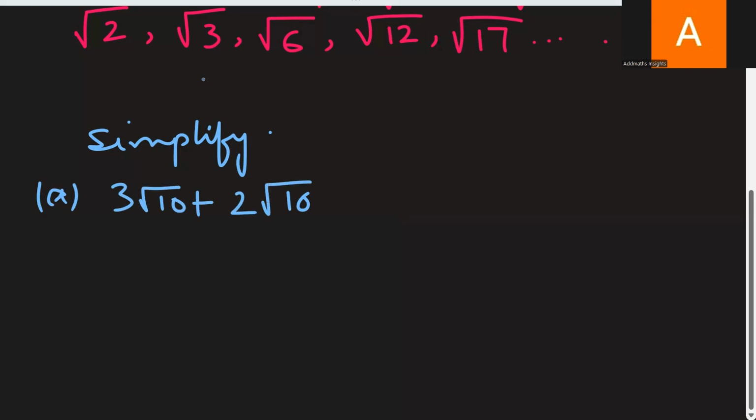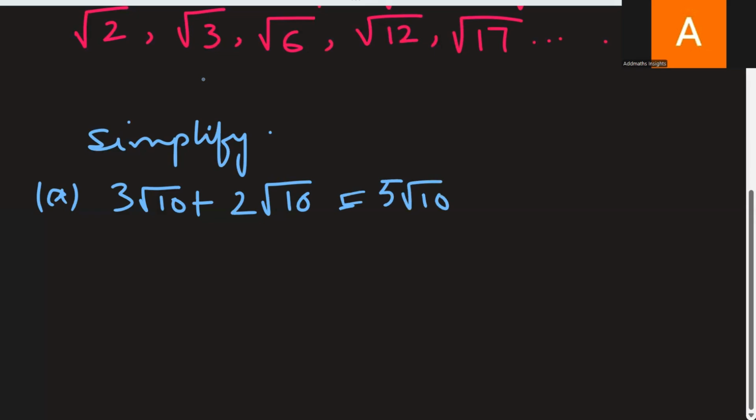So their addition is just like 3x plus 2x. How do you add them? 3x plus 2x is 5x. So the same is the case here. 3 square root of 10 plus 2 square root of 10 is equal to 5 square root of 10.